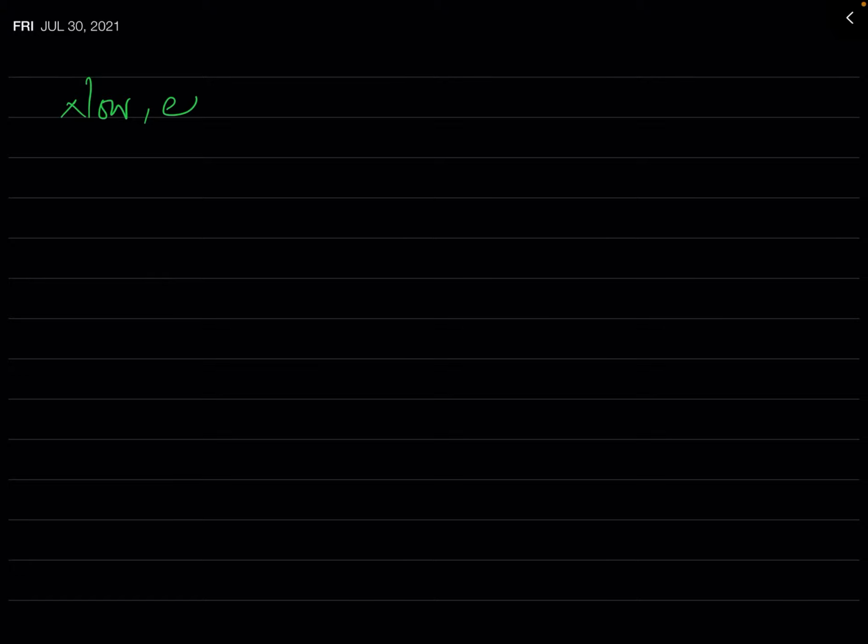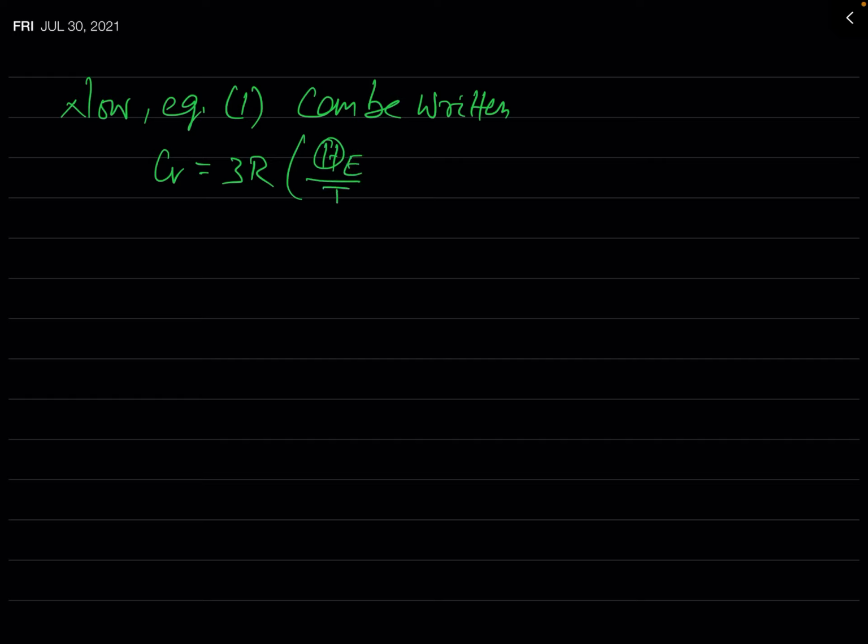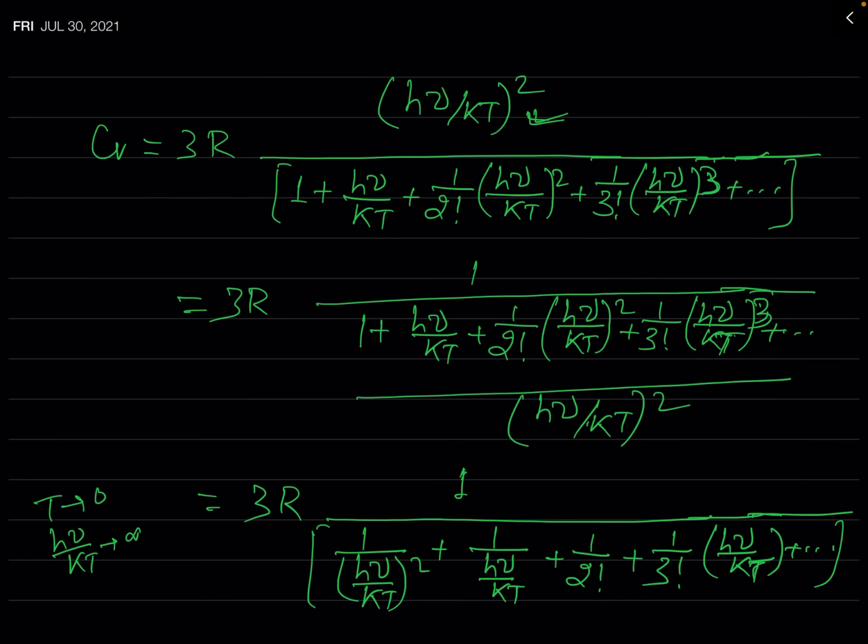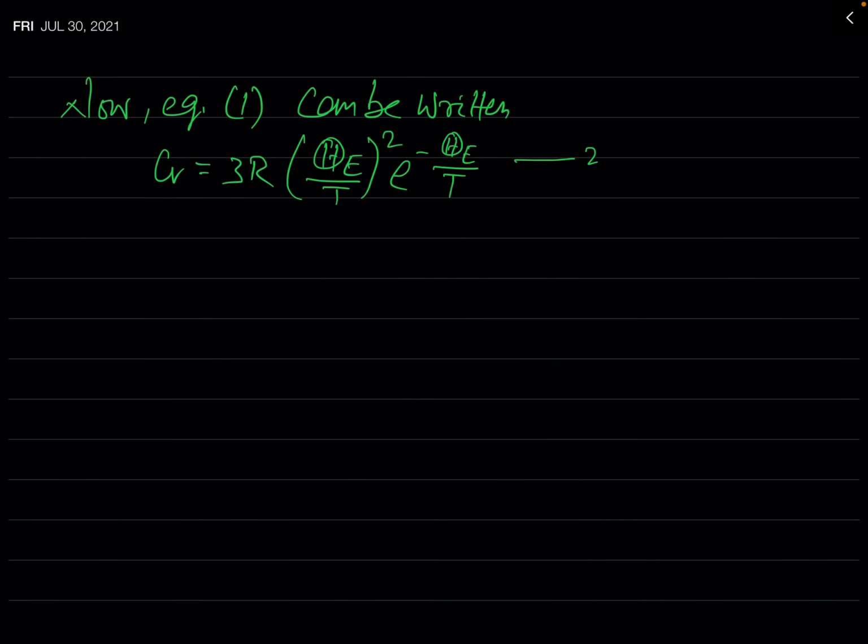Now equation 1 can be written as Cv equal to 3R times (theta E divided by T) whole square times e raised to the power minus theta E by T. And say this is equation 2. This is your equation 2, let us say.